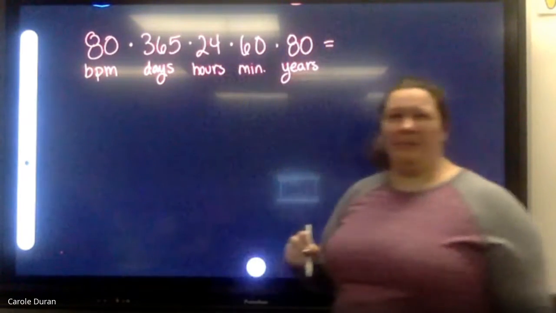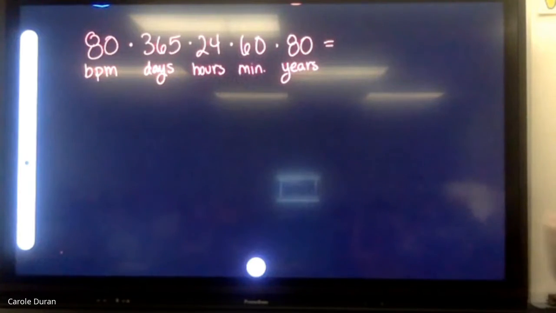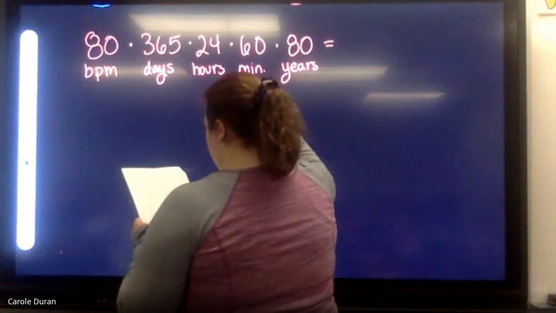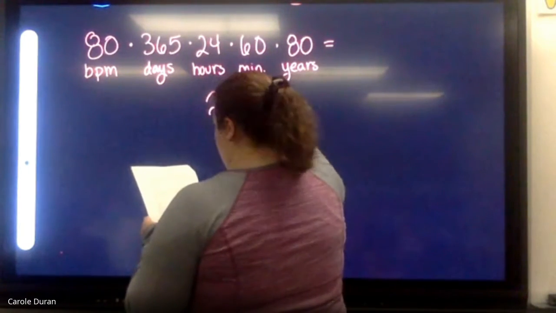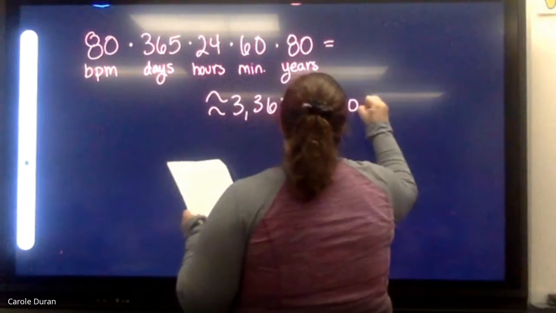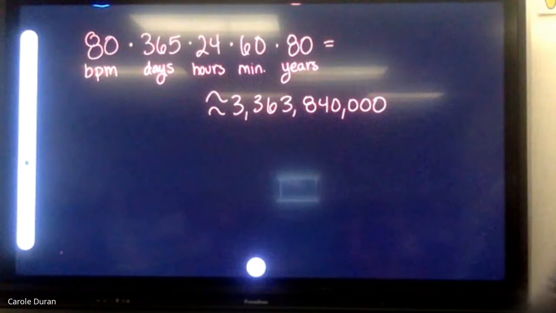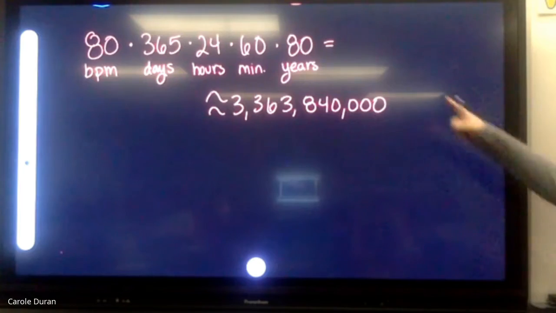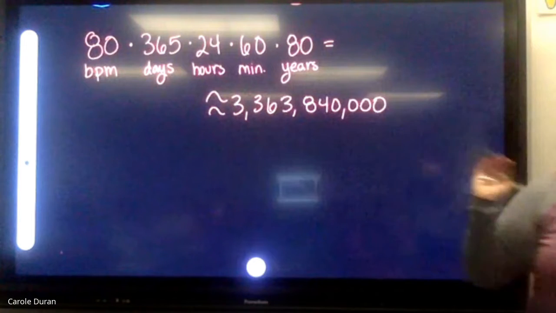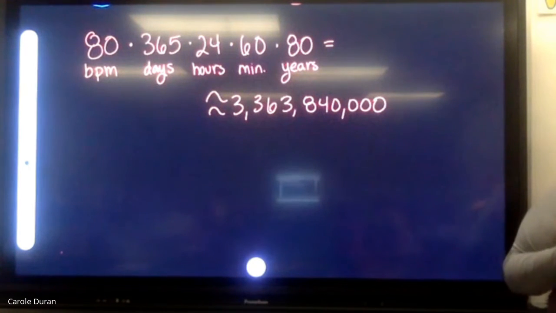So then I just put that all in my calculator. And we should end up with the number... Oh my gosh. Approximately 3,363,840,000 beats in that lifetime, on average. Okay, so the hardest part is just remembering all the things that we need to multiply by. So I like to label underneath so I keep track. Any questions on that one?